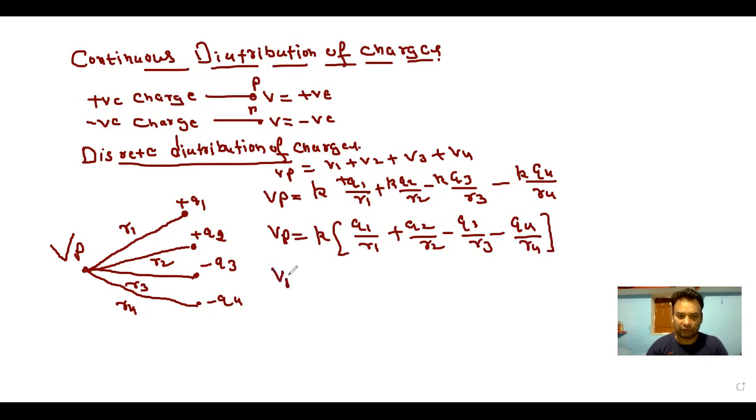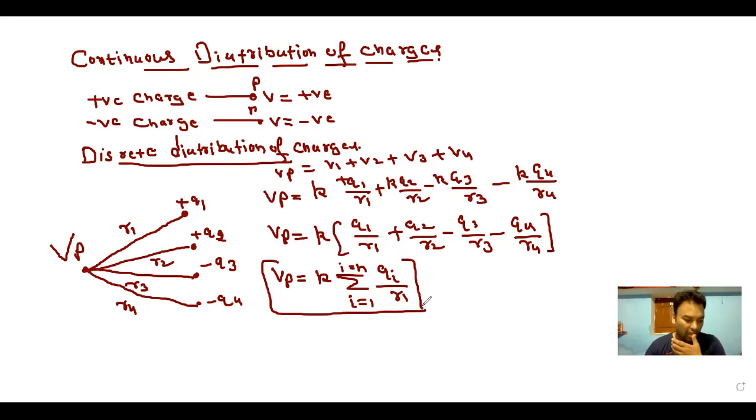So VP is equal to K summation i equal to 1 to N, Qi upon Ri. Finally, even for the negative charges, I will use the same formula. So this is the method to find the overall potential due to a large number of positive and negative charges discretely distributed.